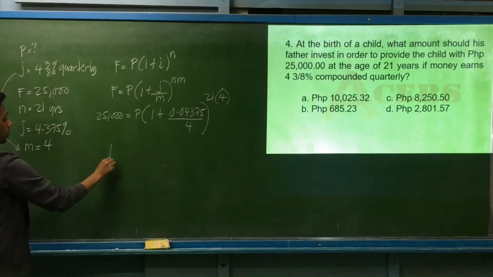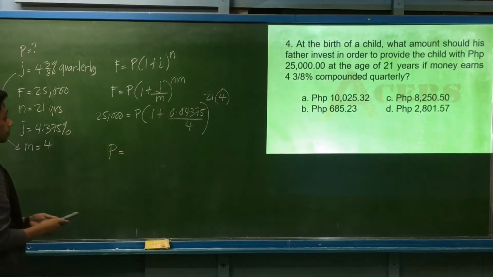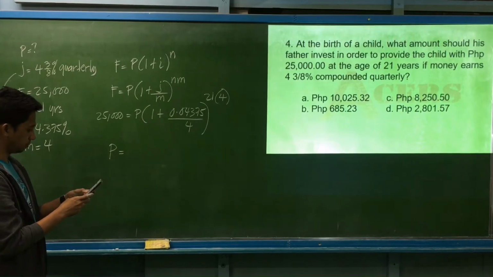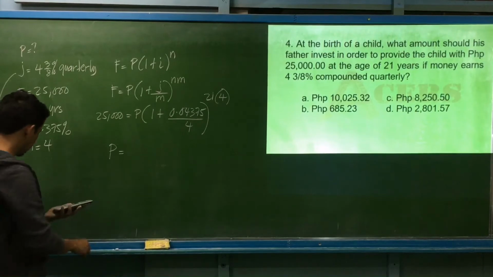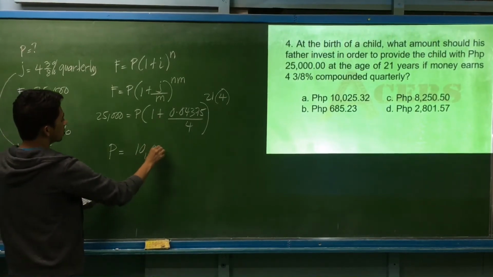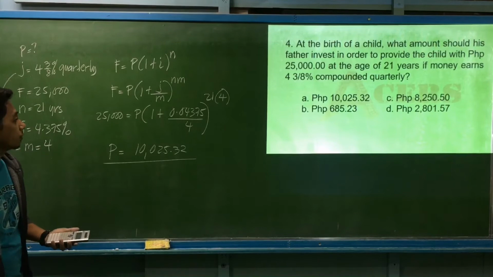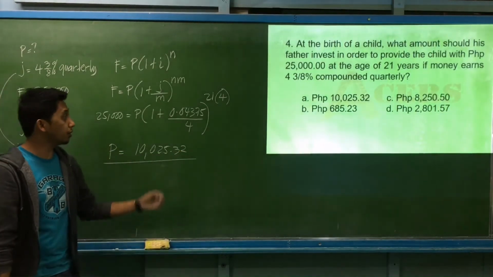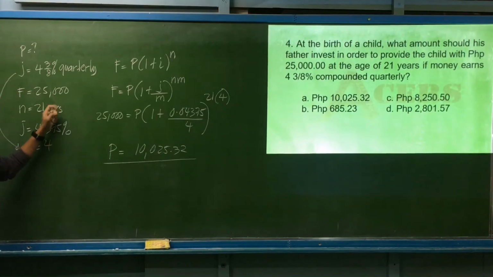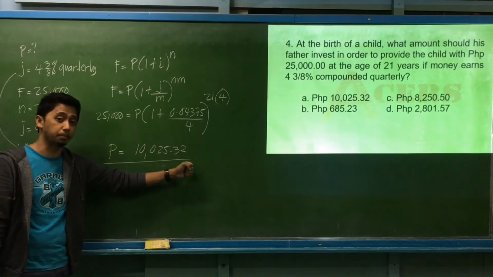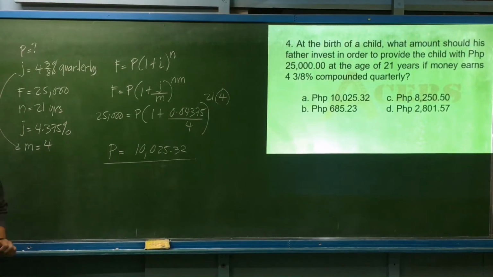So we are looking for the present amount. The value of the present amount is 10,025.32. So in our choices, we have letter A. In order for that child to receive 25,000 pesos at the age of 21 years, the father must deposit 10,025.32 pesos at present. That's our number 4 example.